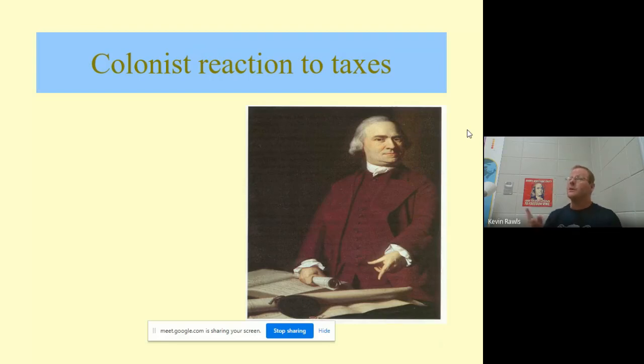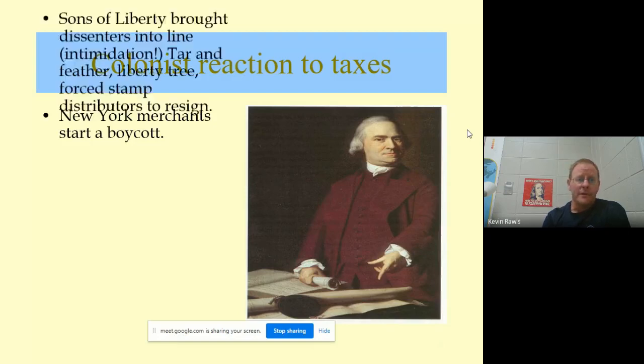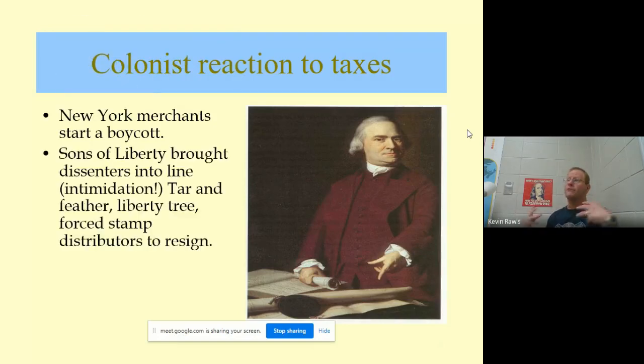Sons of Liberty. Generally, we champion these Sons of Liberty as heroes, right? Well, let's see what they did. All right, so one thing: New York merchants, other merchants are going to start this idea of a boycott. And here comes the Sons of Liberty. To enforce this boycott, the Sons of Liberty in all the different towns are going to organize the opposition to stop merchants from selling and importing or exporting goods to Great Britain.